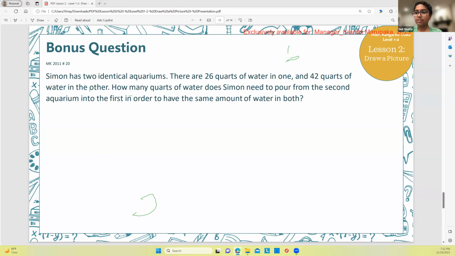All right, you'll have a minute to solve this problem starting now. Also, be prepared to draw a picture to show to the class how you solved it.